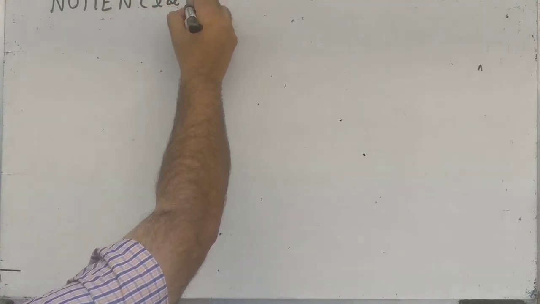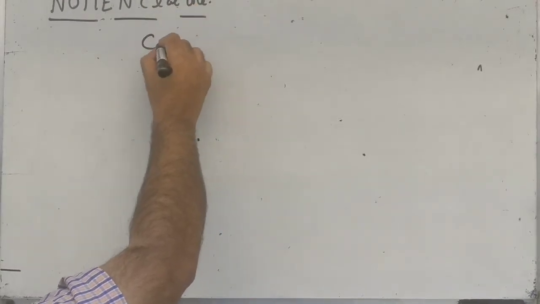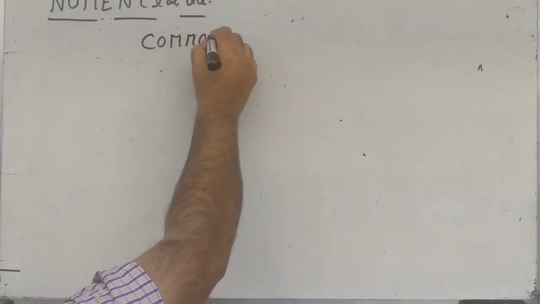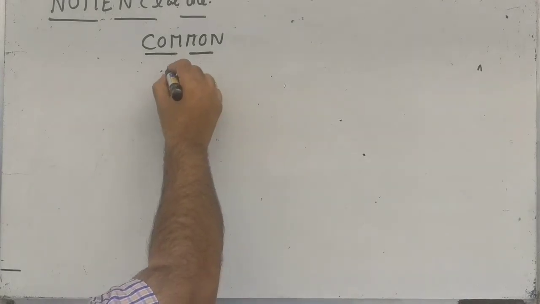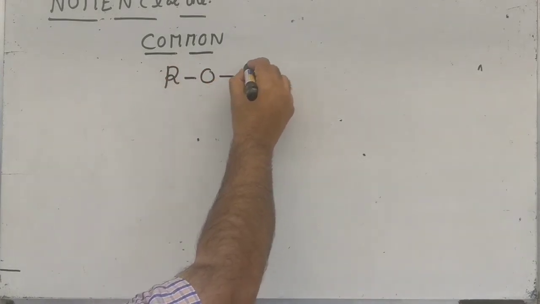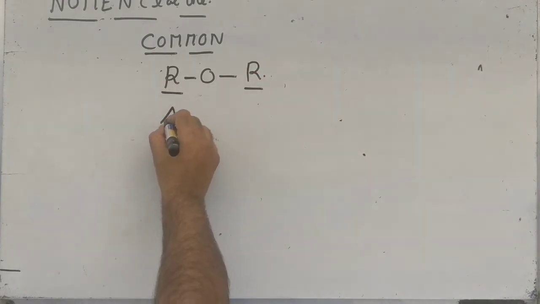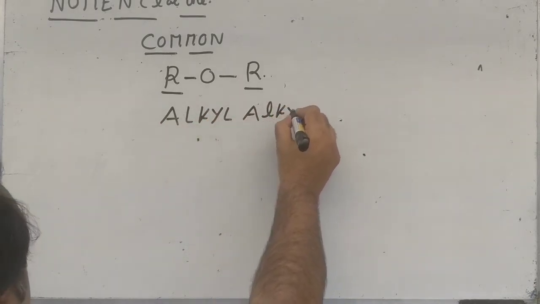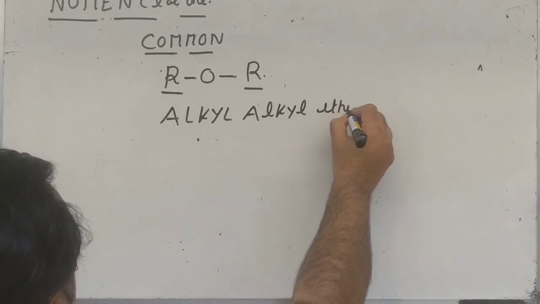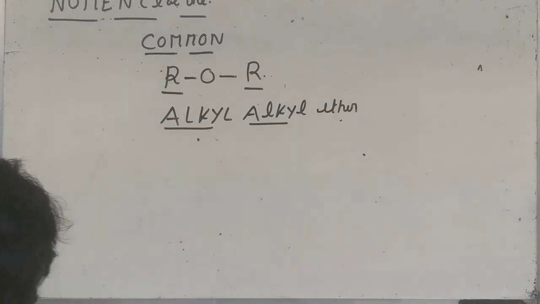Nomenclature of ether. First of all, I will be discussing the common name. Let's see how we give the common name to the ether. Then we discuss the IUPAC name. For the common name, the ether has a general formula R-O-R. So the common name is alkyl alkyl ether. They are named as alkyl ether, obviously in alphabetical order, as we will see in the examples.